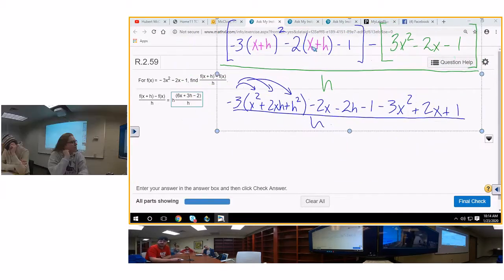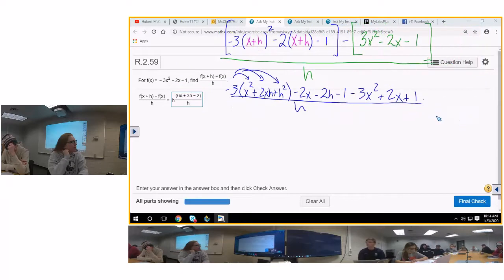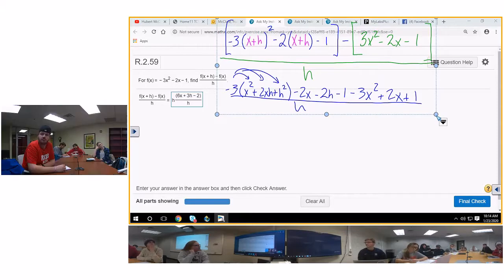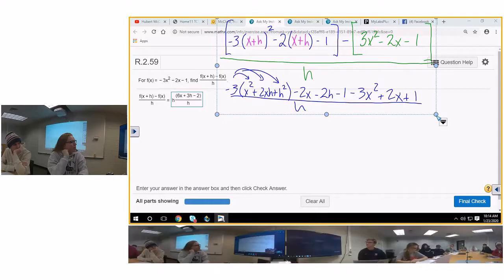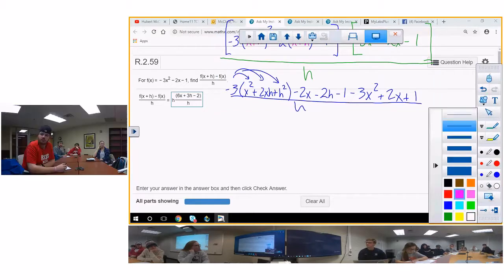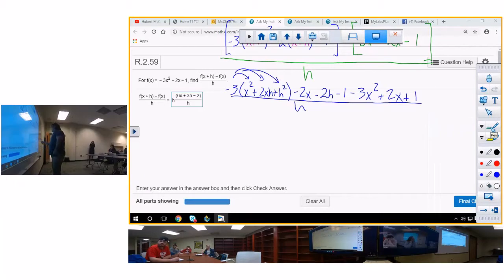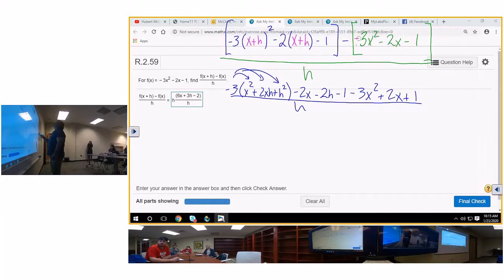Isn't there supposed to be a negative in front of that 3x squared? Probably. Let me see. In the beginning, like in the original equation? In the top, like in green. Okay, thank you. I miswrote it. Thank you. Who was that? Bailey. Miss Bailey, thank you very much. You're welcome.